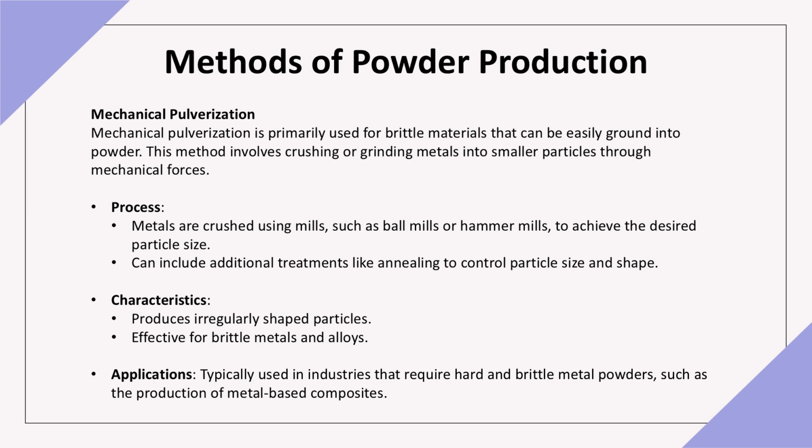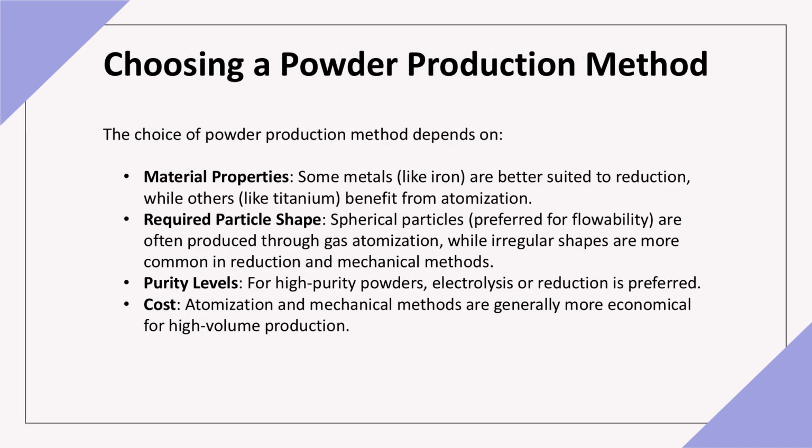Mechanical pulverization is a process of crushing brittle materials into powder using mills like ball or hammer mills. It breaks down metals into irregularly shaped particles, primarily used in producing metal-based composites. The technique involves mechanical grinding and can include additional treatments to control particle characteristics, making it effective for processing hard and brittle metals. The choice of production method depends on several factors.